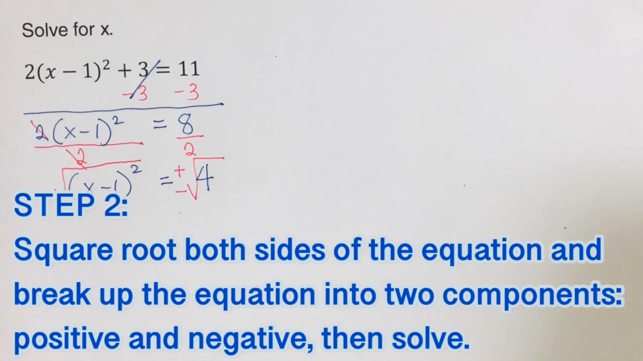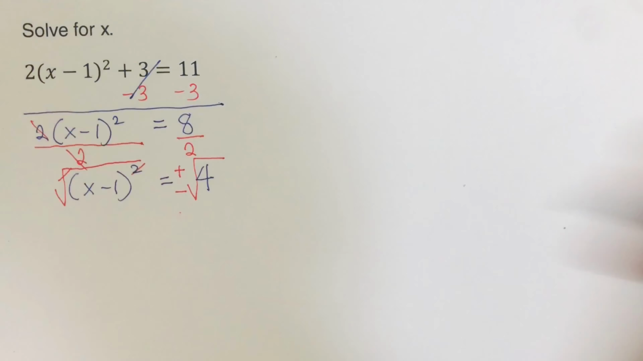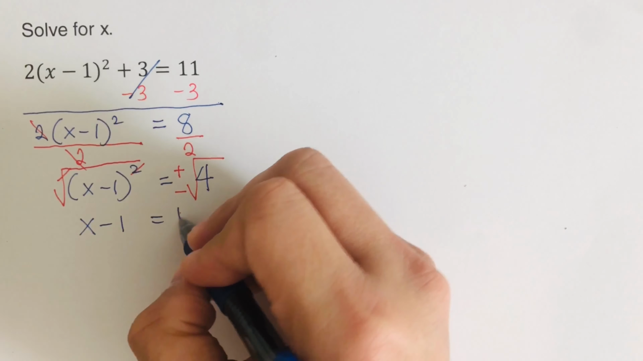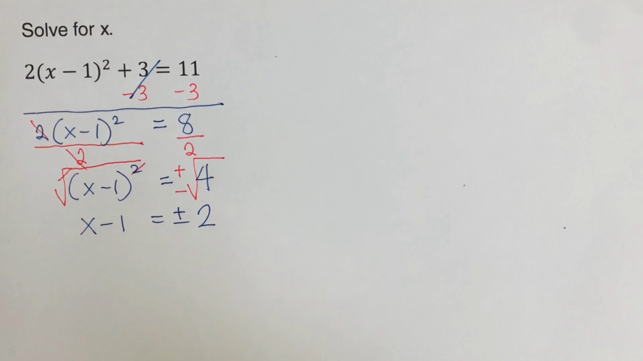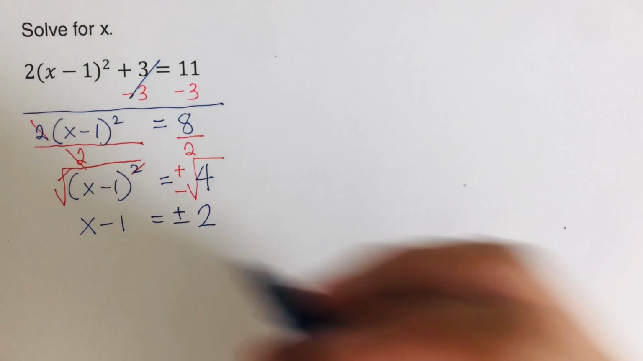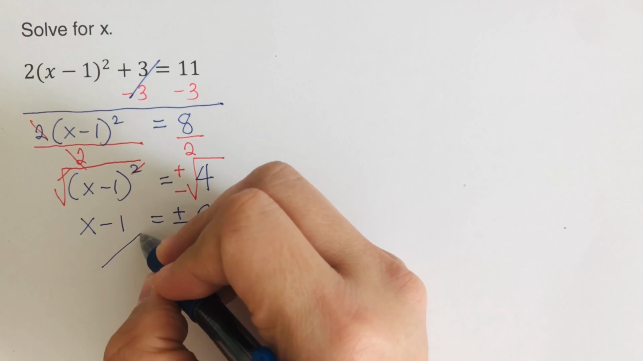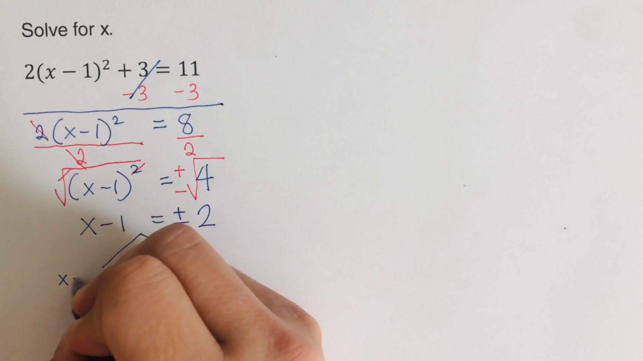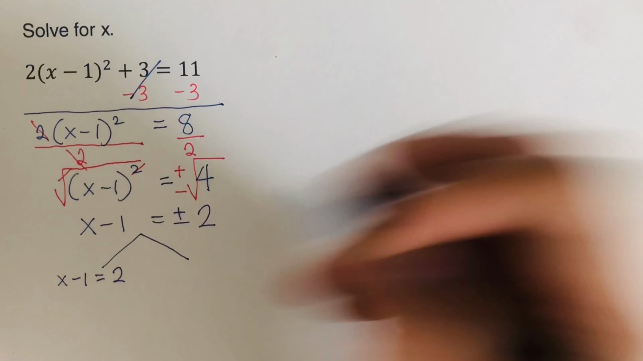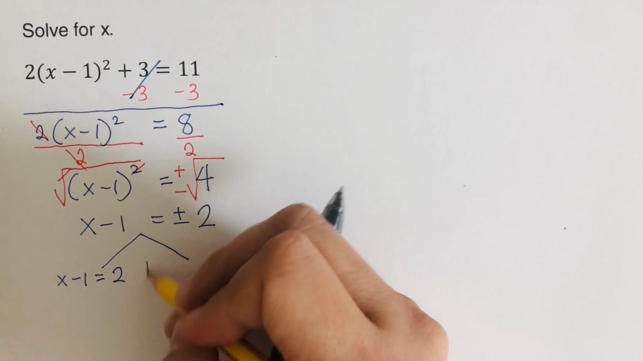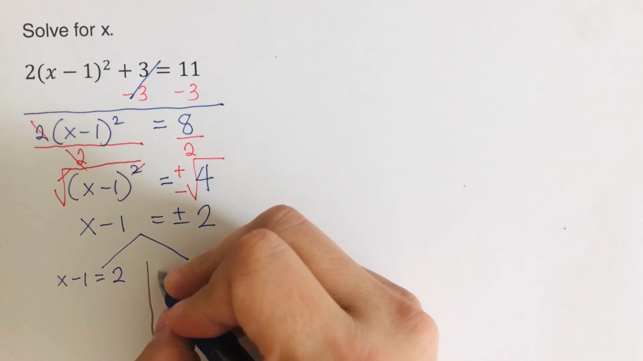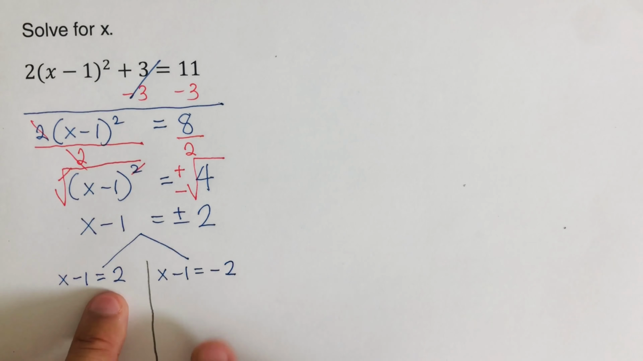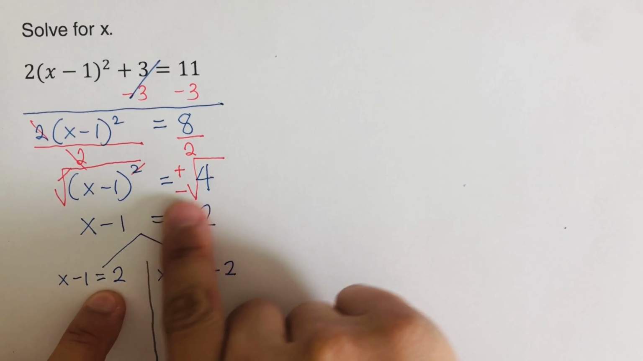So then we can cross the squared and the square root. We are left with x minus 1 equals plus minus 2. So then from here, we go ahead and break this into its two components, the positive and the negative. So that would be x minus 1 equals positive 2. And then the negative component here would be x minus 1 equals negative 2. So both positive and the negative. That's how I got it from here.